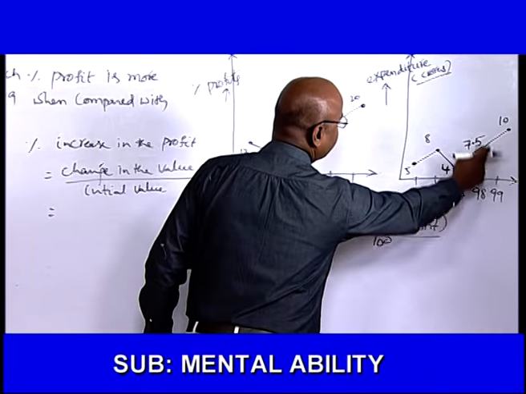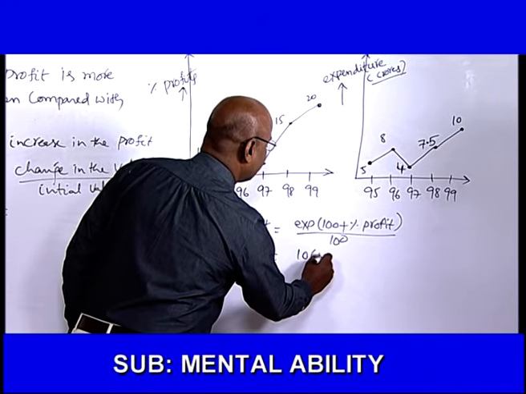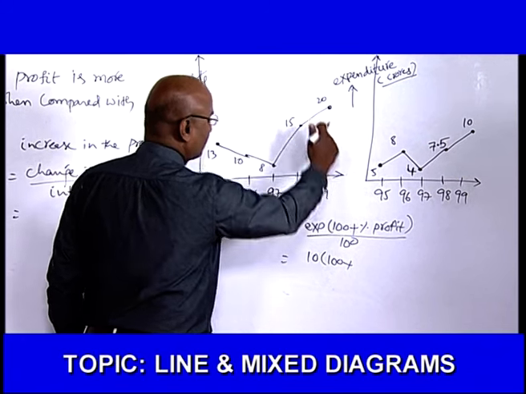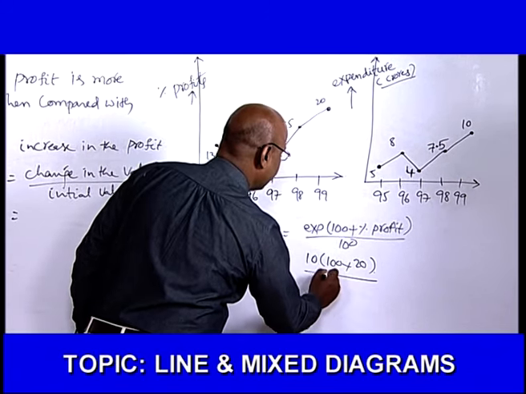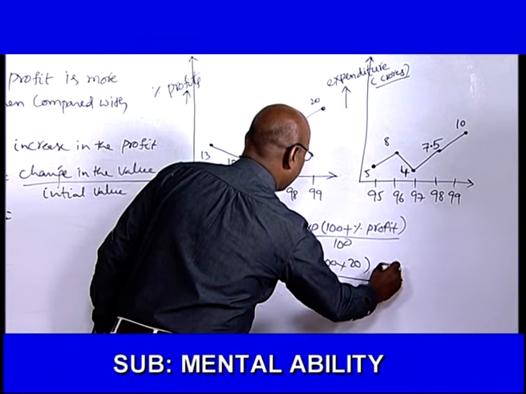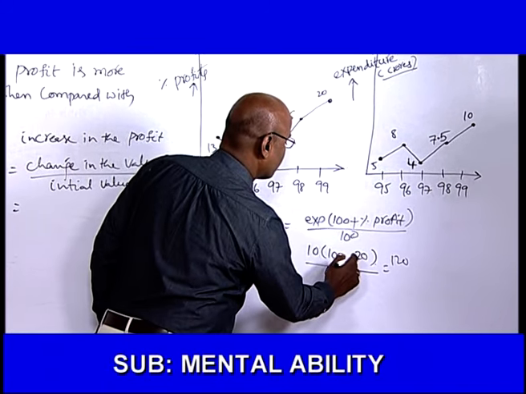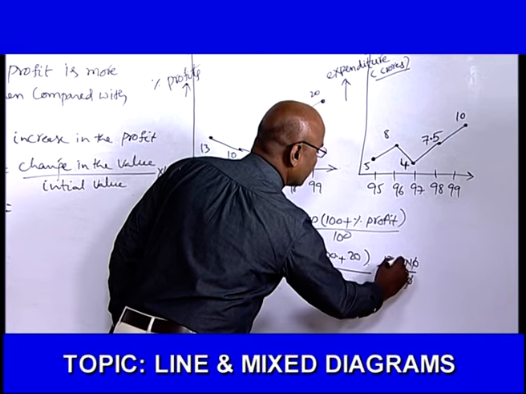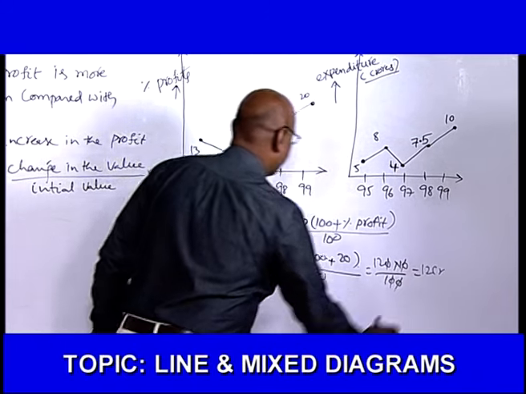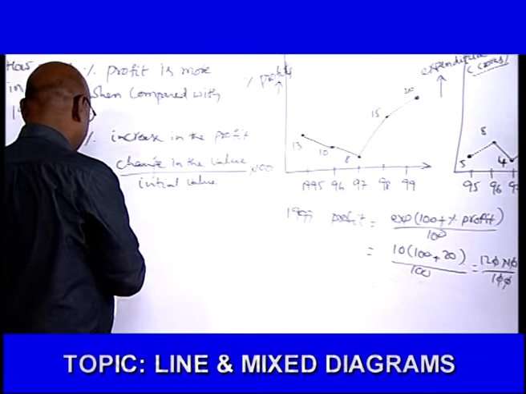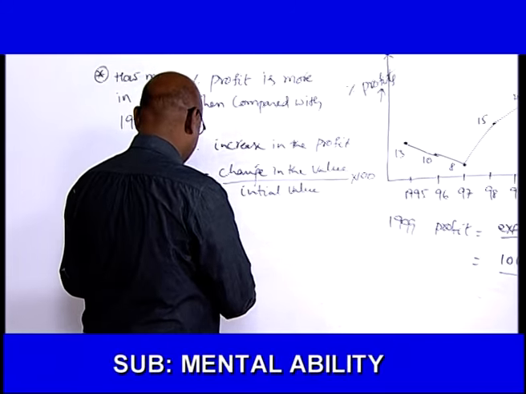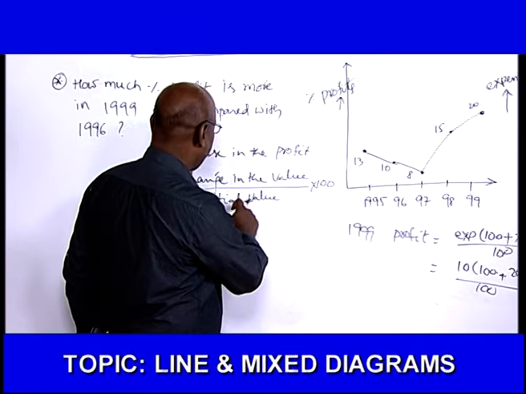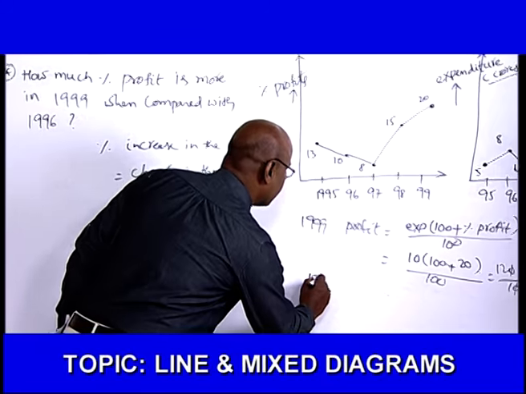In the year 1999, it is 10 into (100 plus percent profit in the year 1999, which is 20) by 100. That is equal to 120 into 10 by 100. So it is 12 crores. So the profit in the year 1999 is 12 crores, minus the profit in the year 1996.